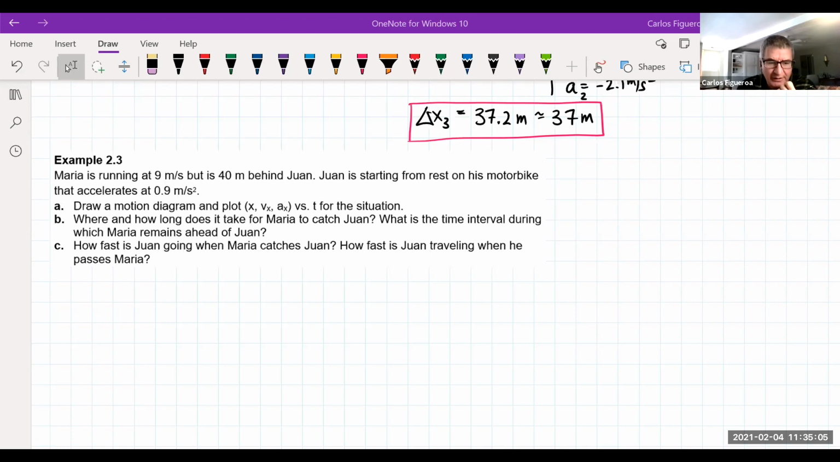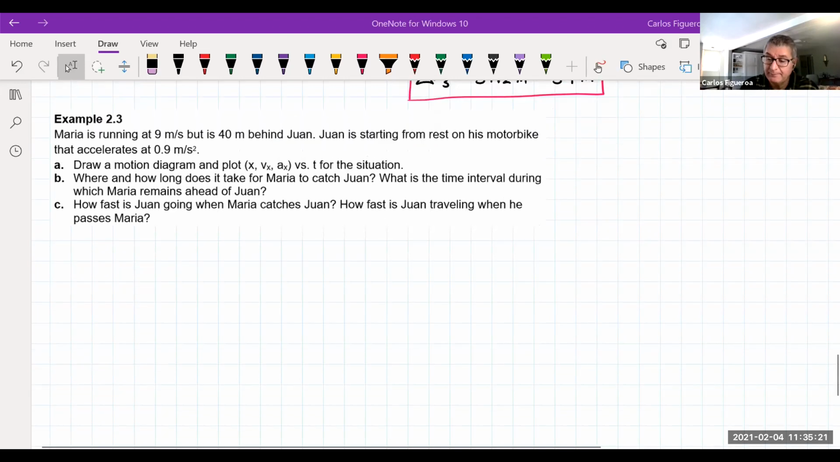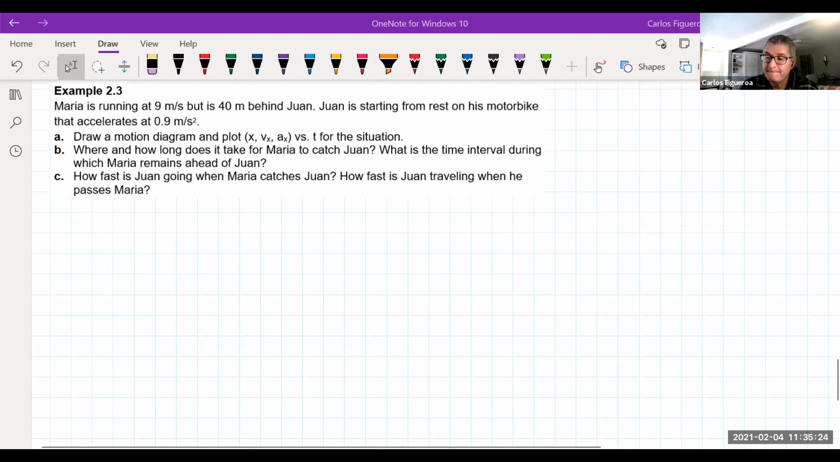So I started off with the motion diagram last time. I think this time I'm going to plot it first because I did poorly on the plots and I missed some of the plots last time, and I don't want to do that again. So let's go look at this thing here. When I picture Maria and Juan, Maria is running, but she's 40 meters behind. So let's draw a plot of this thing.